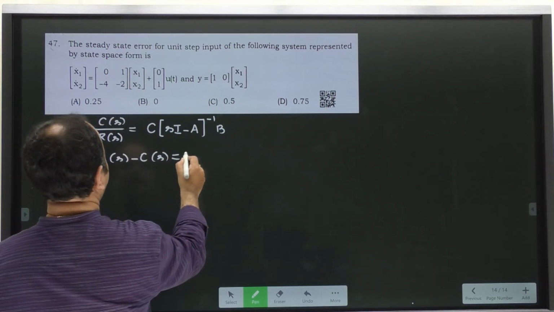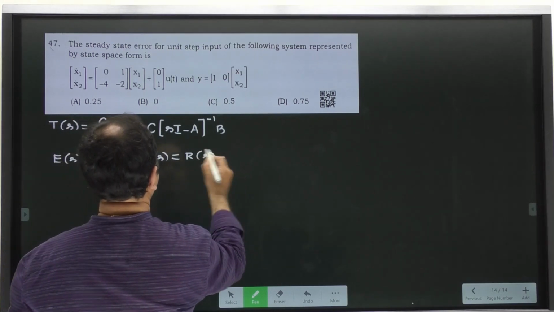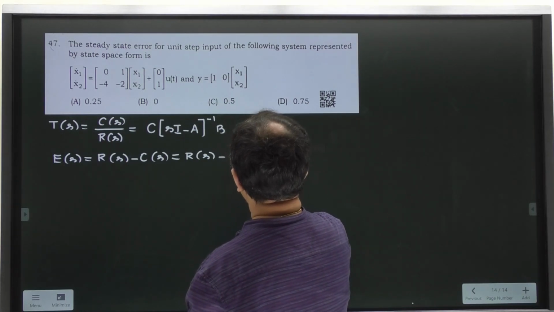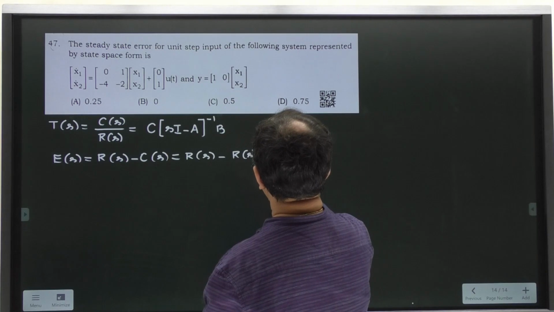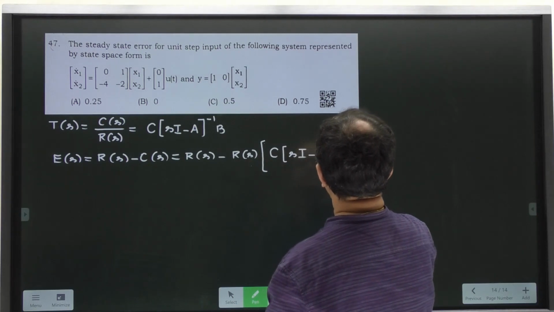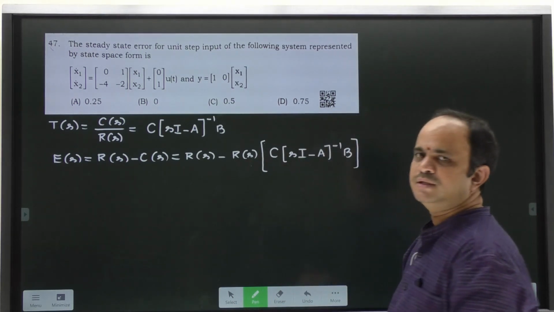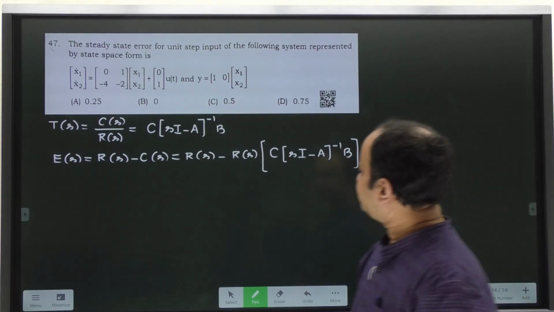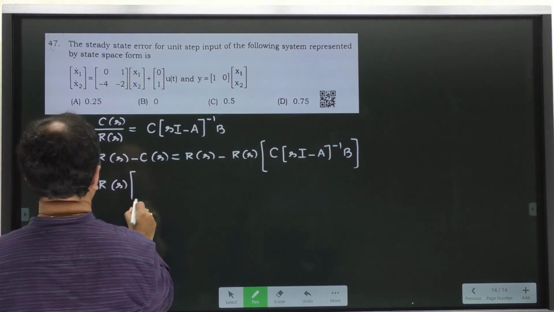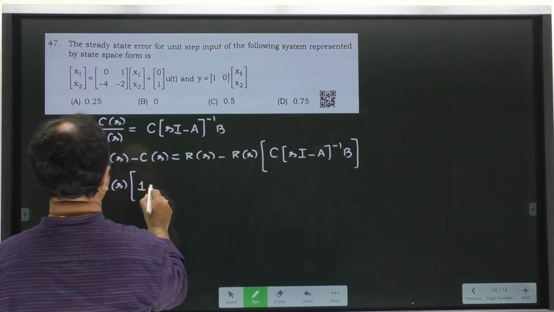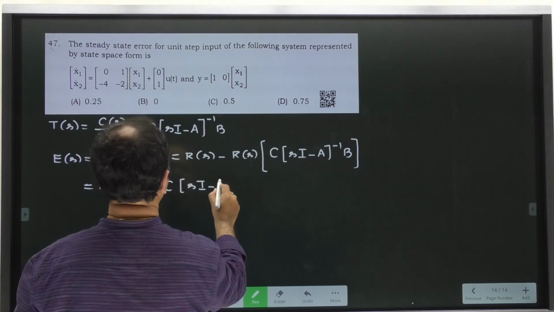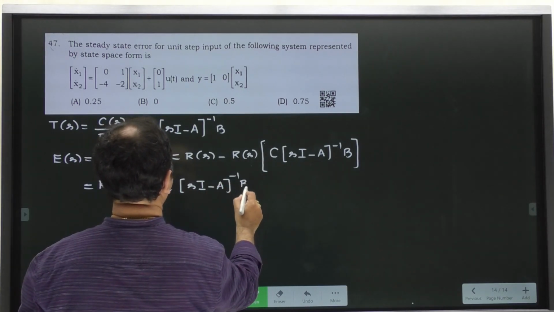This can also be written as R of S minus R of S into C multiplied with (SI minus A) inverse into B. Therefore, if I take R of S common in the error definition, it is 1 minus C into (SI minus A) inverse into B.